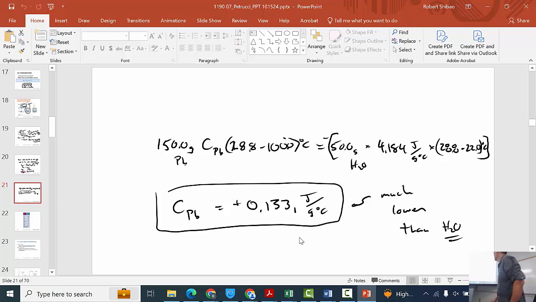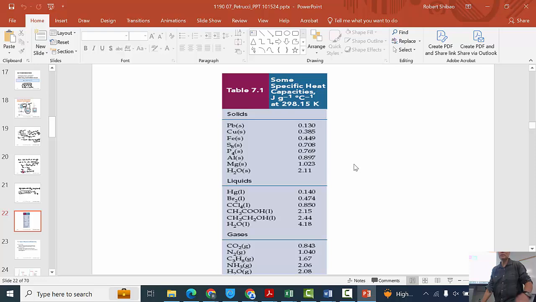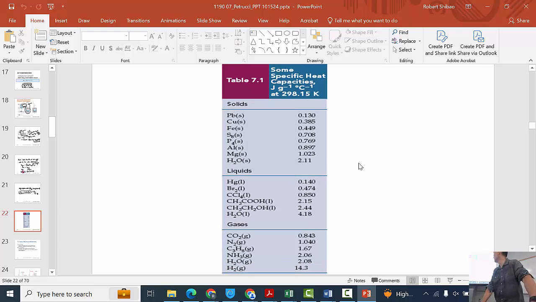So when we look at the specific heat, that's actually a pretty low specific heat. Metals tend to have pretty low specific heat. It only takes 0.133 joules per gram per degree C to heat up. So if you were to heat up a metal like lead, it heats up rapidly. Let's see the range of specific heats here. We should know what's high and what's low as far as specific heats go. So when looking at specific heats, lead is pretty low, 0.13.